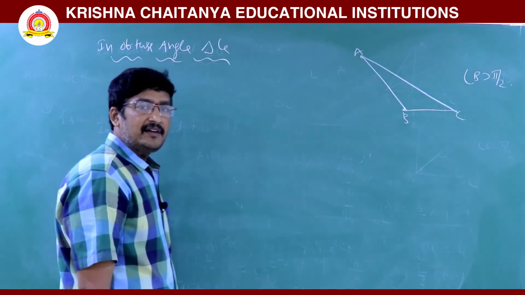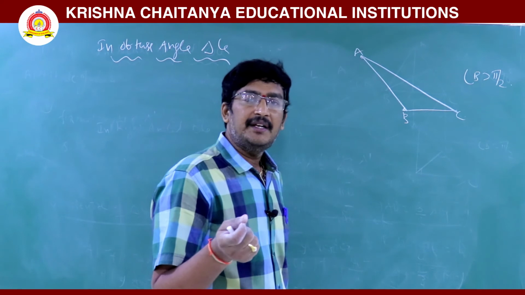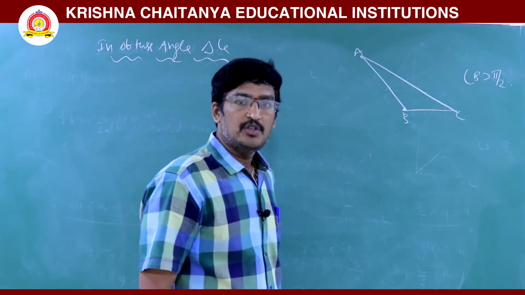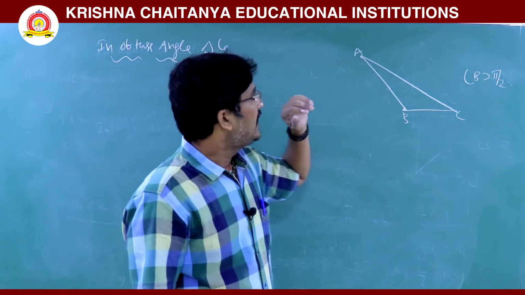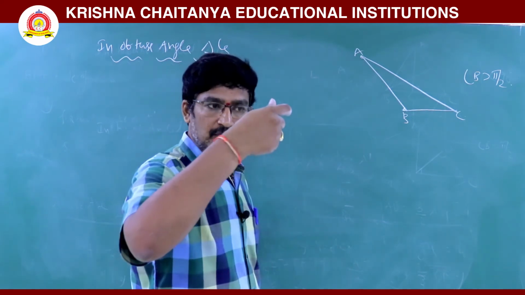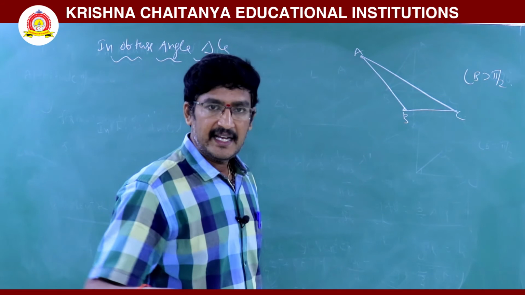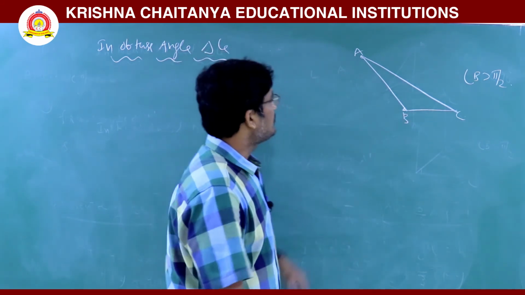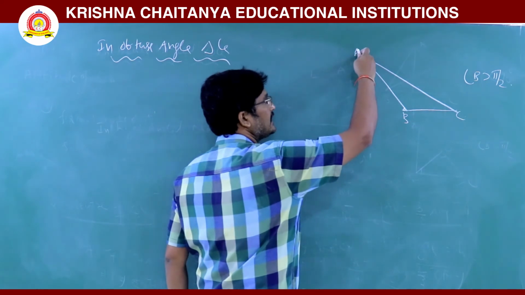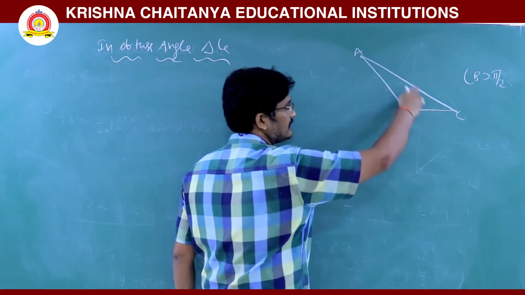So what is the meaning of orthocenter? Orthocenter is the point of concurrency of altitudes. So first you have to draw altitudes there. Altitude means the line passing through a vertex and subtending a right angle with the opposite side. So you have to draw a perpendicular line from A to BC.